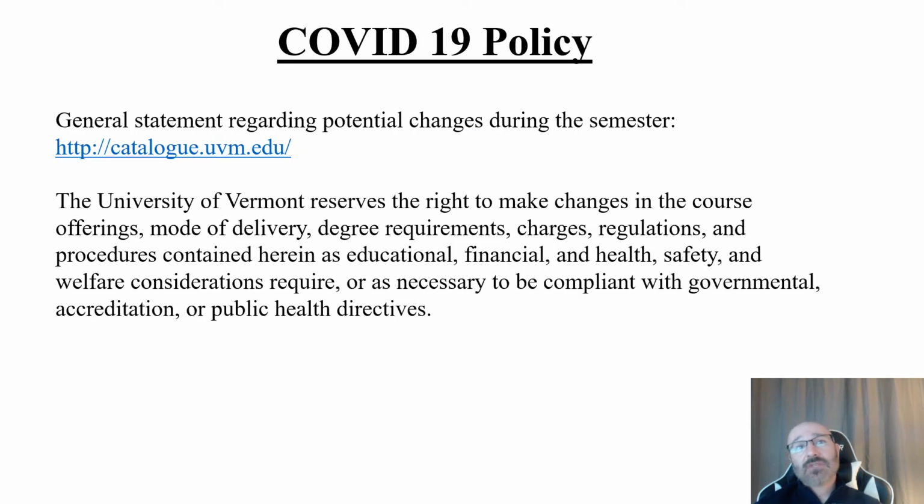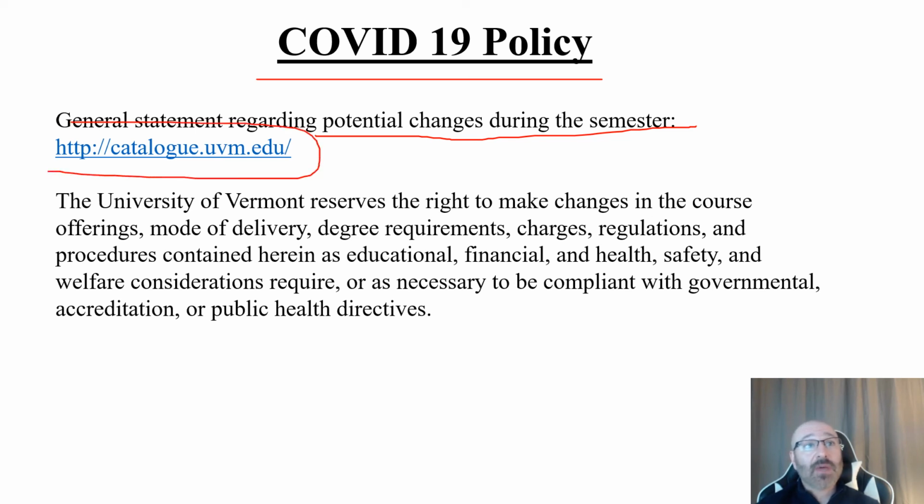One of the biggest things for this semester is going to be COVID-19, the pandemic, so the university has issued a policy on this. For the general statement regarding potential changes throughout the semester related to the pandemic and how that may affect the university itself, please refer to this page right here within the UVM catalog. Basically, it says that the University of Vermont reserves the right to make changes in the course offerings, mode of delivery, degree requirements, charges, regulations, procedures, all this stuff, throughout the semester.